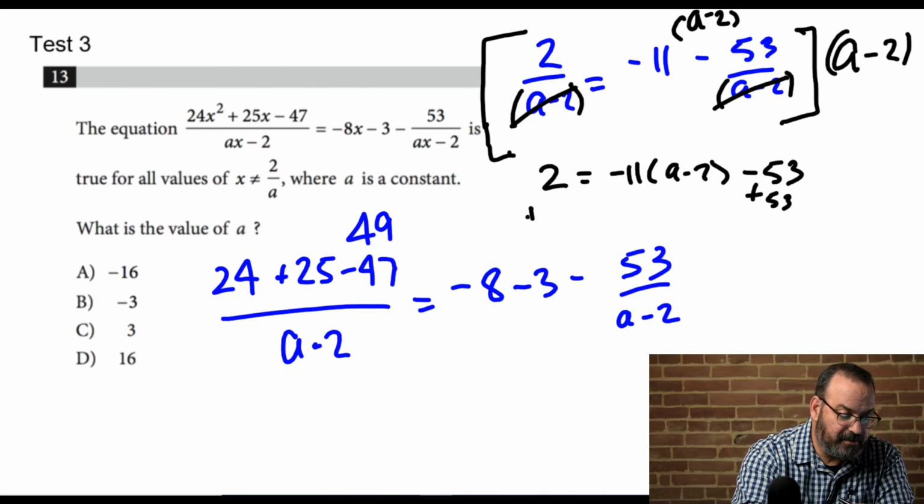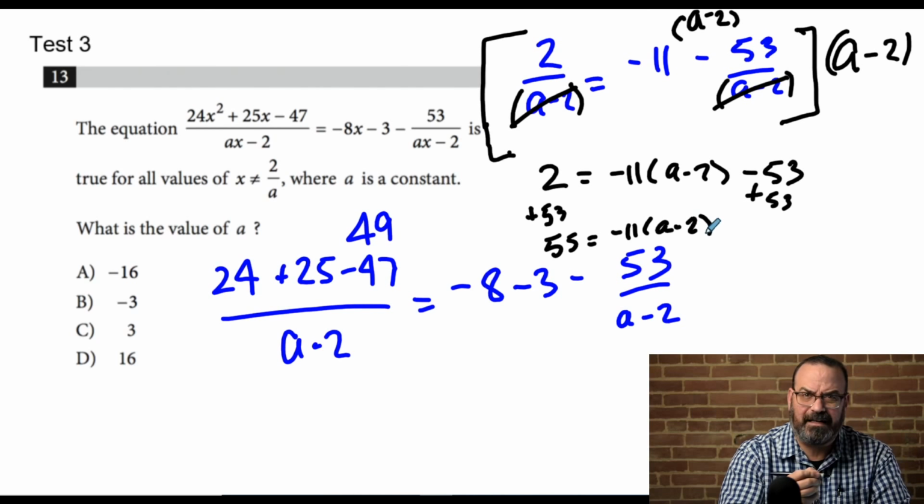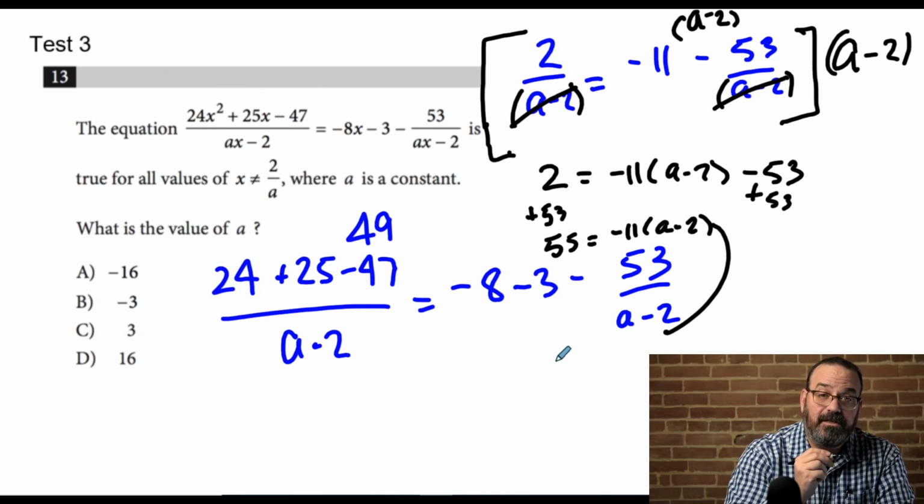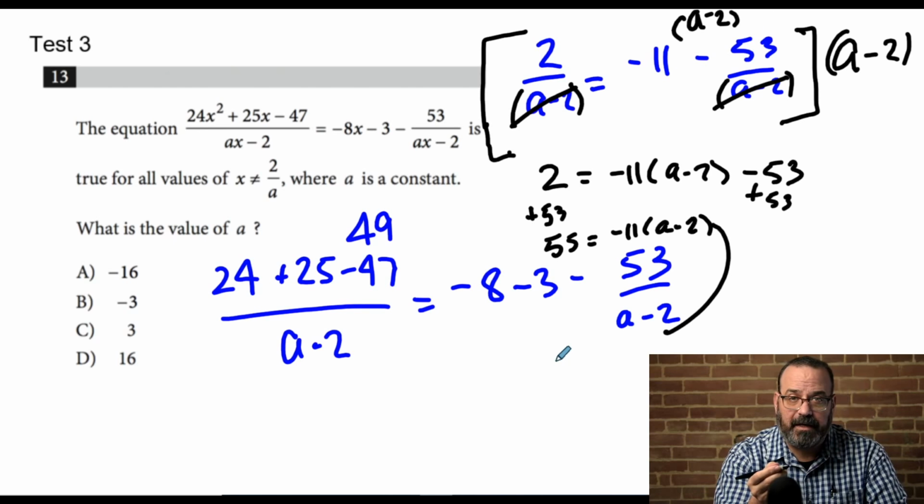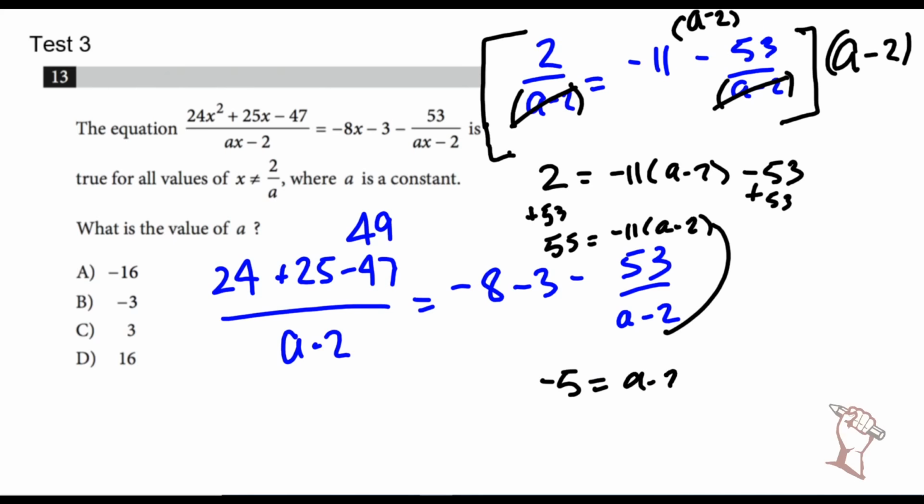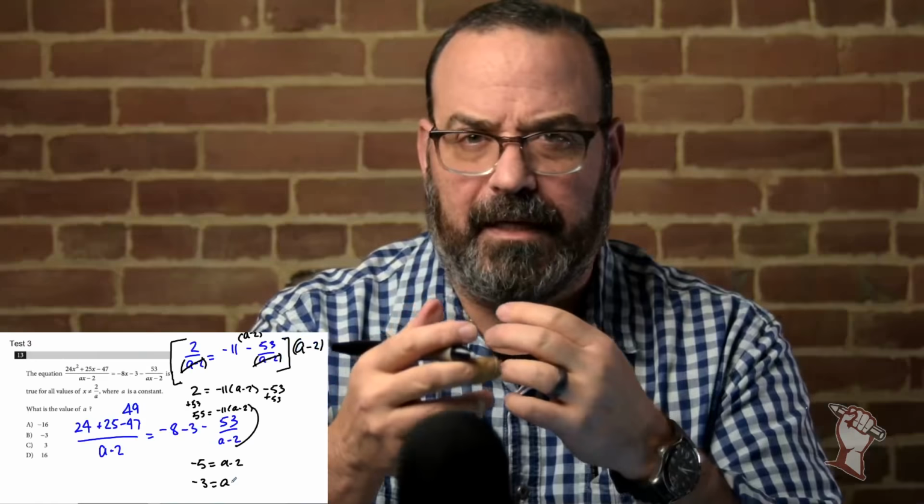I get 55 equals negative 11 times a minus 2. Really didn't plan this board out well. I'm going to have to go down here. Negative 11 times the quantity a minus 2. Well, 55 divided by negative 11 is just negative 5 equals a minus 2. Add 2 to both sides, and I get negative 3 equals a. This was a lot of work. I will admit it.